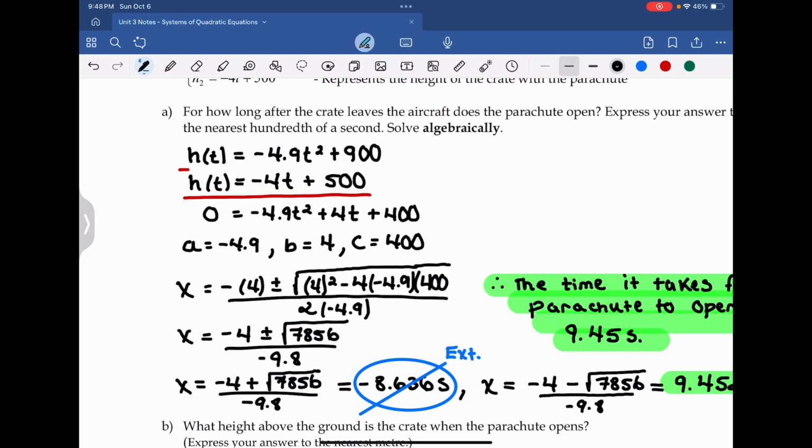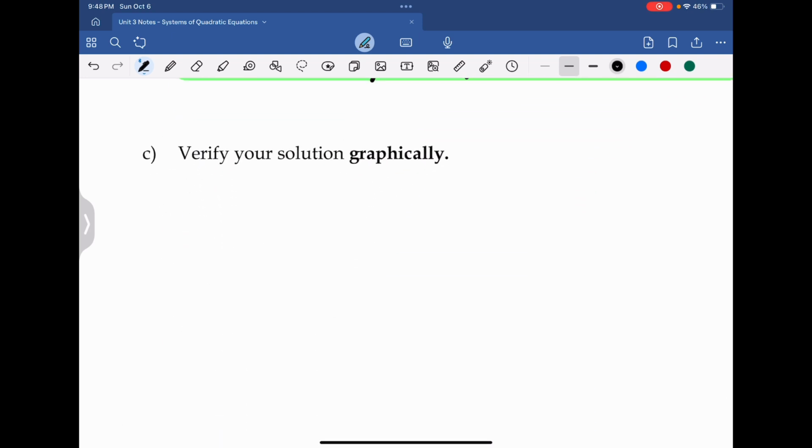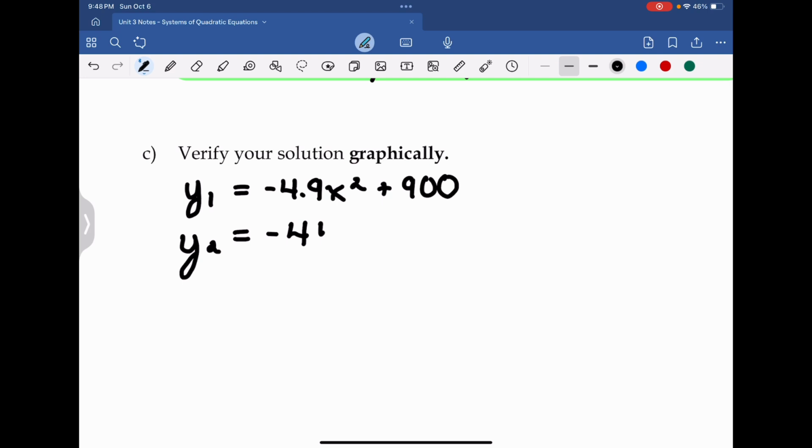So I'm just going to rephrase both of these equations in terms of y, so that we can type them into our graphing calculator. We're going to get y1 equal to -4.9, and instead of t squared, I'm going to write x squared, plus the 900. For my y2, I'm going to type in -4x instead of t, and then plus 500.